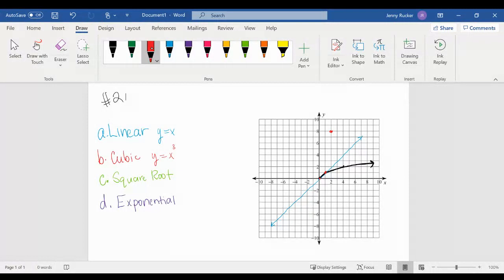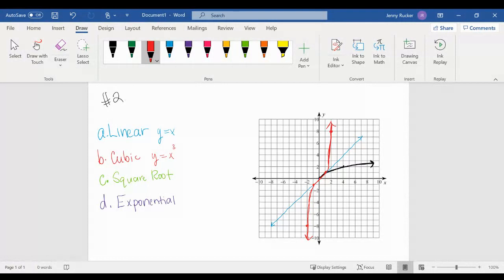Let's go the other direction. Negative 1 cubed is negative 1. Negative 2 cubed is negative 8. So our cubic function looks kind of like a really stretched out S. It's got some curve or some sass to it.